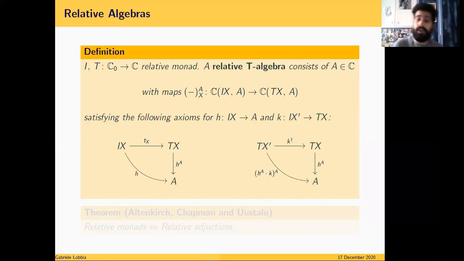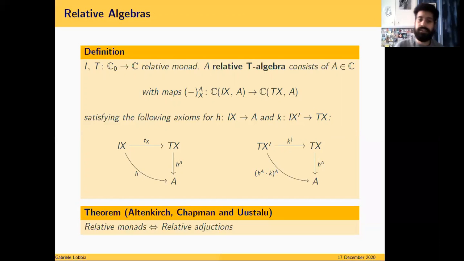The nice thing that algebras give us, and this was proven by Altenkirch, Chapman, and Uustalu, is a relative adjunction. So with monads, we start with a monad, and we can construct an adjunction using the Eilenberg-Moore category of algebras. And on the other hand, if we start with an adjunction, we can go back to monads. So something similar happens for relative algebras and relative monads.